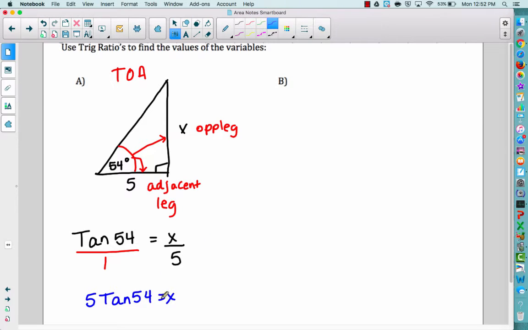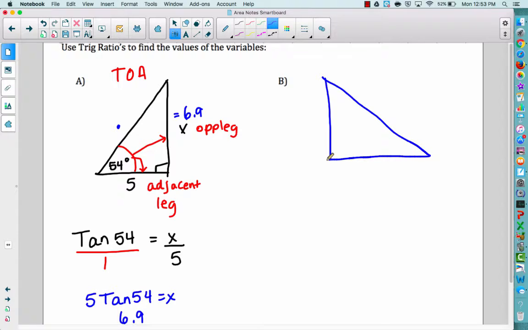6.8. So 6.9 actually in that case. So I know that this side is 6.9. Now if I wanted to find the hypotenuse, now I have two sides, I could use the Pythagorean theorem. All right, let's try another one.